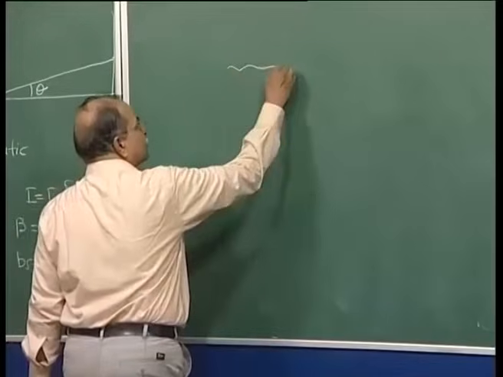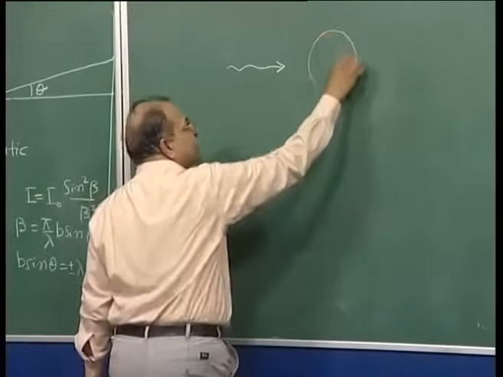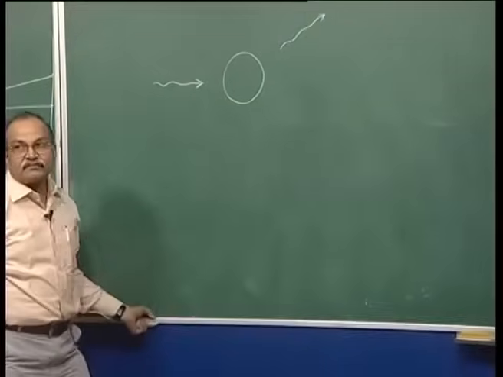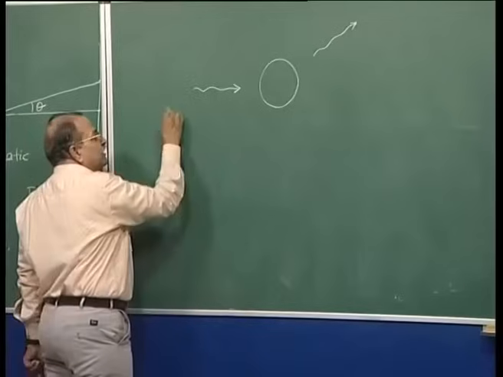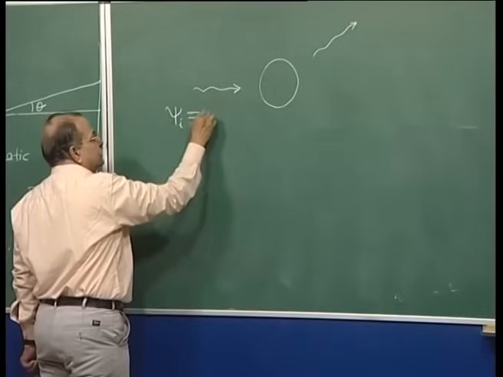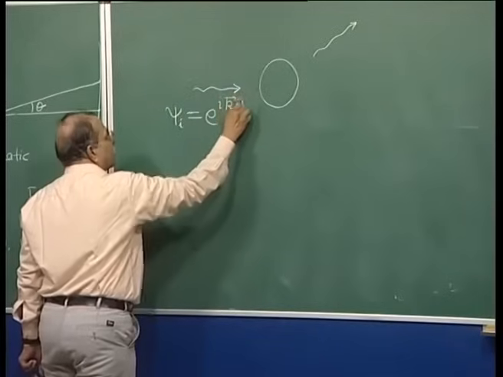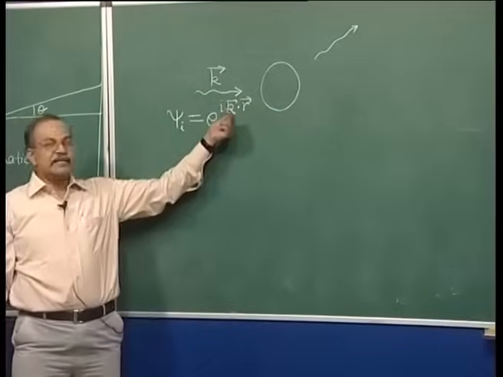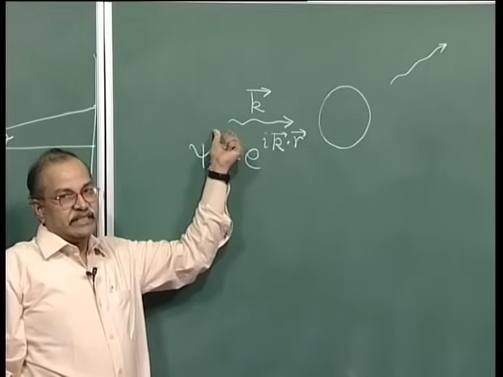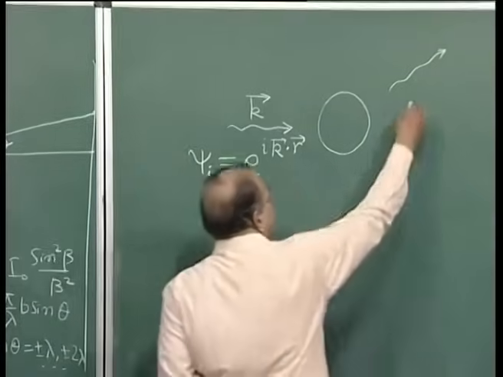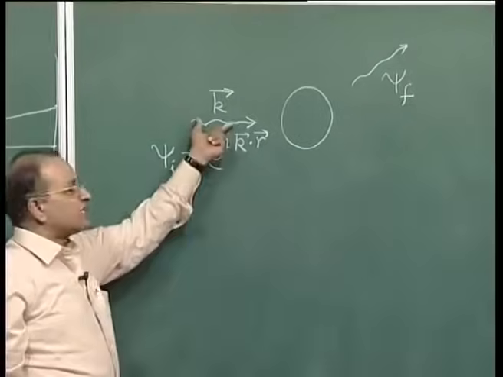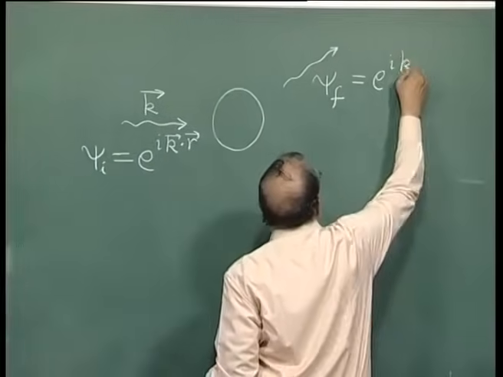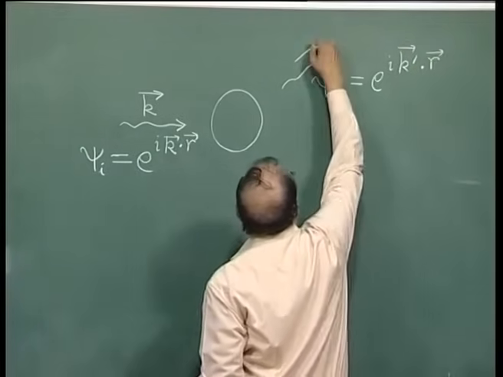So, the electron wave is going in this direction, and this is a region where it interacts with the nucleus, and then it scatters and goes in some other direction. So, if I write the wave functions, the initial wave function is something like e to the power i k dot r. k represents this direction, and the magnitude of k is related to the energy of the electron. And here this is the final wave function. So, this state of this electron is changed from this initial wave function to the final wave function, which is e to the power i k prime dot r. This direction is k prime direction.